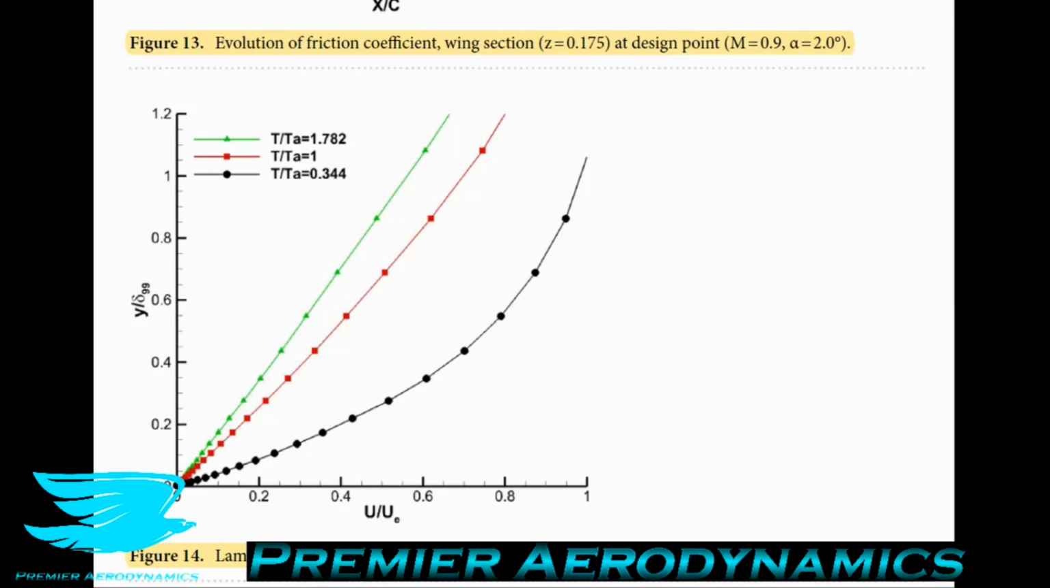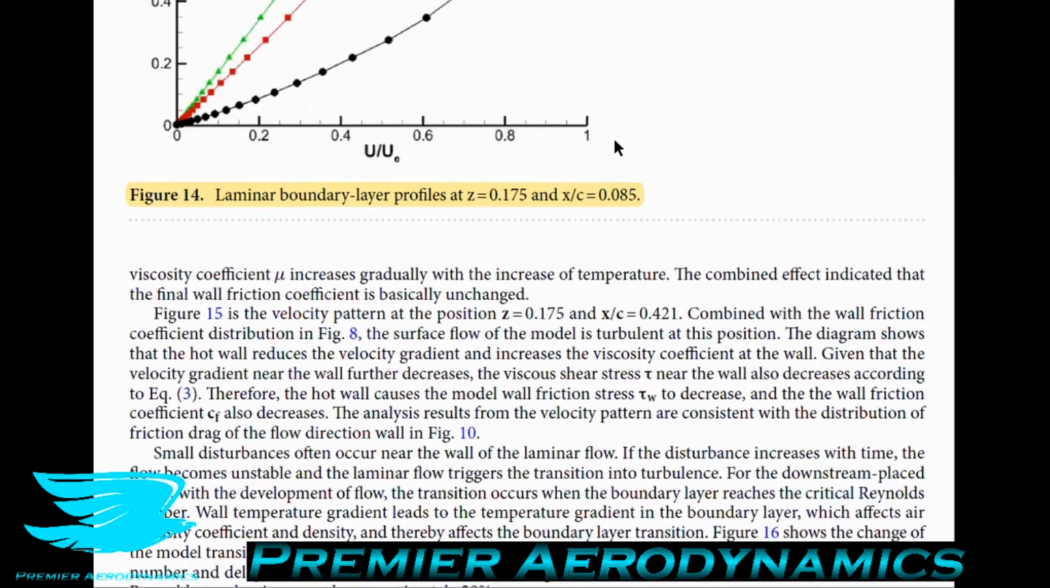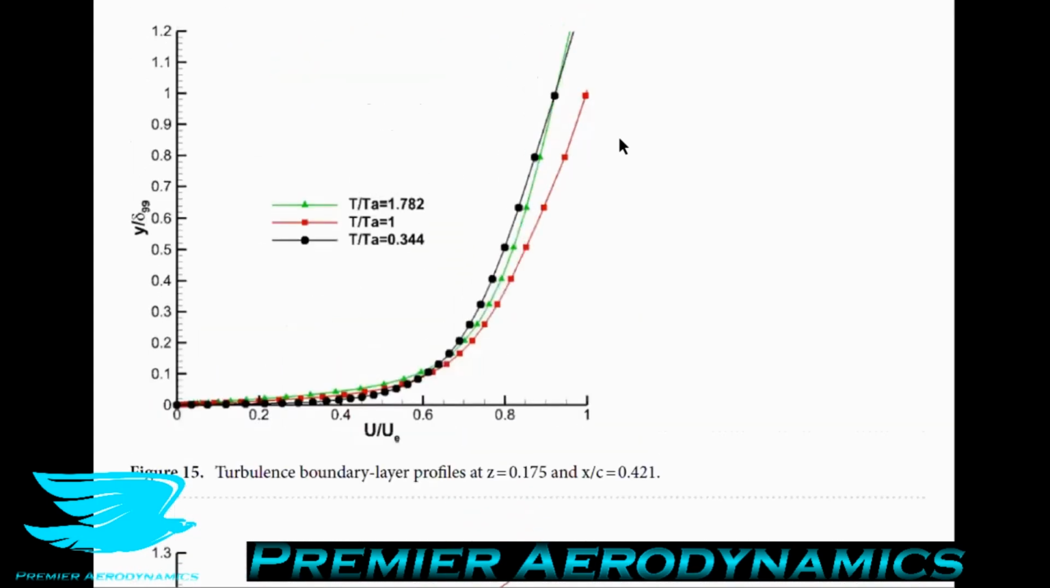So far we've seen how the friction drag behaves as we increase the temperature of the wall, and now we know why it changes like it does. It's because the velocity of the flow very close to the wall is much lower, and that's quite nice. So then we have the turbulent boundary layer profile.